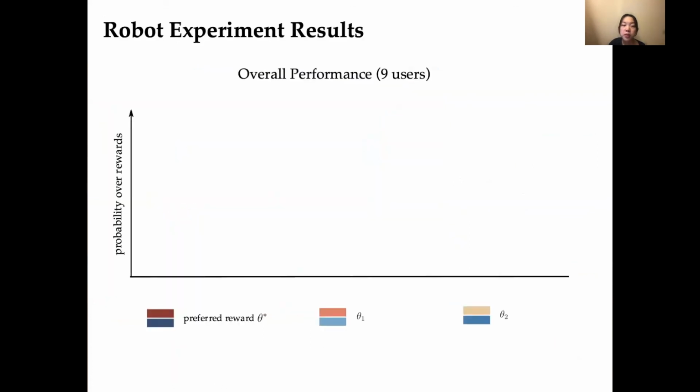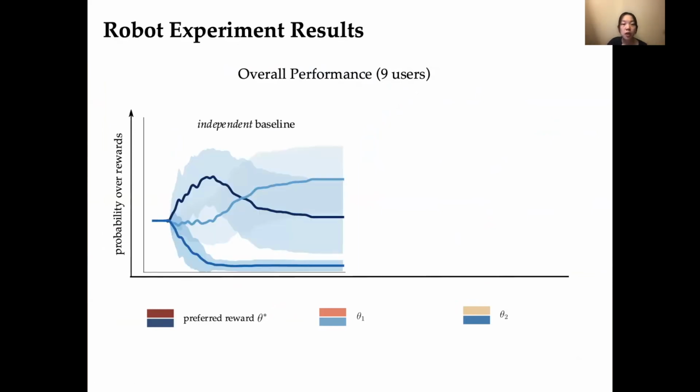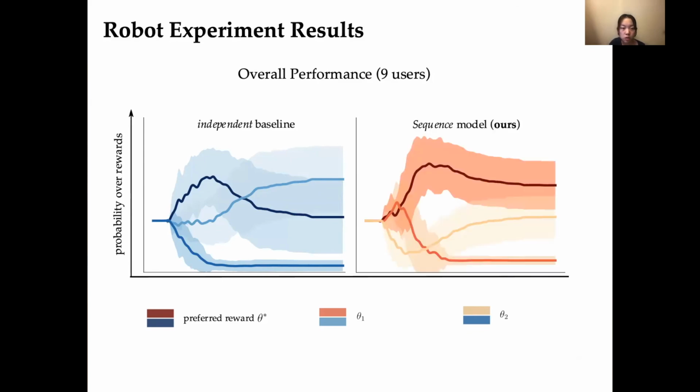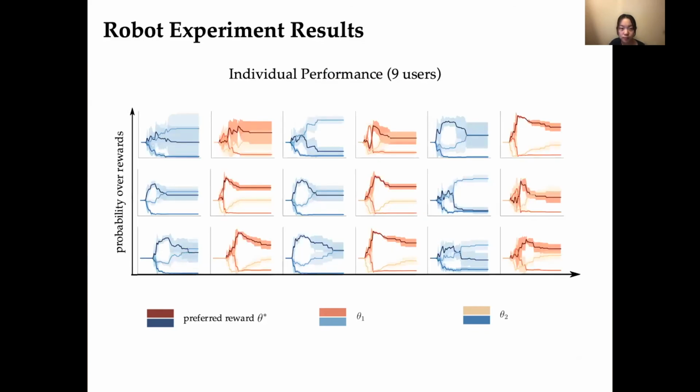We also experiment with 9 users. Here, we show our overall performance over 9 users. The darkest color corresponds to the actual human preferred reward, while 2 other light colors refer to incorrect human reward. Over 9 users, the independent baseline cannot discover human preferred reward with sequences of corrections, while our method can successfully infer human preferences. We also demonstrate our individual user results. As can be seen, our framework consistently outperforms the independent baseline for all users.